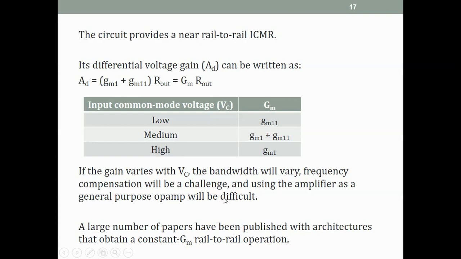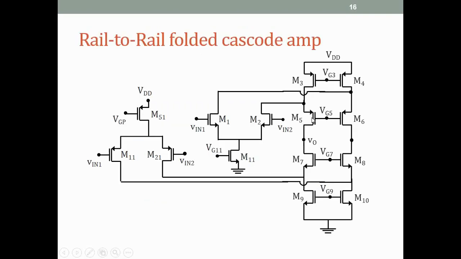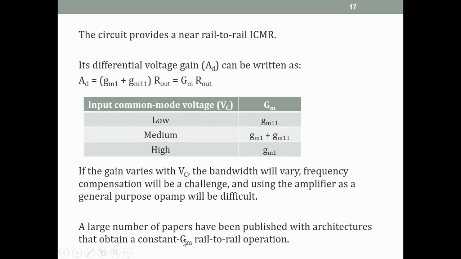Why? Because you imagine putting this in a unity gain feedback, then if the input varies, the gain would vary, and that makes the analysis as well as operation very, very difficult. So again, 40 years ago, people realized this. Therefore, from about 40 years ago to about 20 years ago, a large number of papers were published with architectures that modify this simple folded cascode such that the capital gm remains constant with Vc.